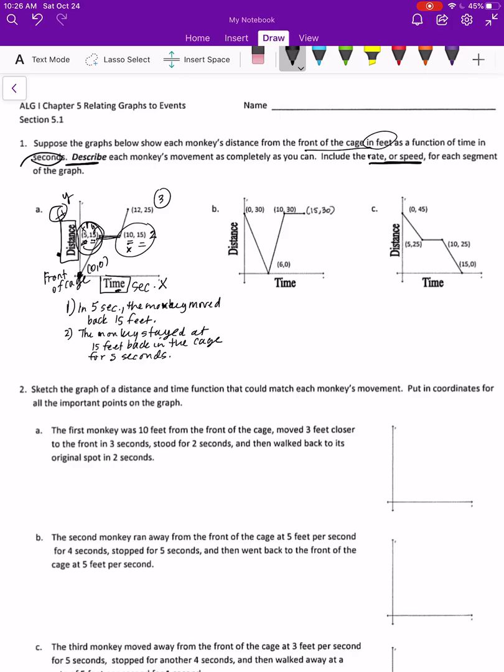So here's the third coordinate we have to check out. So the X is now at 12. So how much time has elapsed? Well, that would be 2 seconds. And what happened in 2 seconds? The monkey looks like it went from 15 to 25. So the monkey moved 10 feet. And which direction did the monkey move? Again, it moved back further in the cage. So that's what we want to talk about. So in 2 seconds, the monkey moved 10 more feet back in the cage.